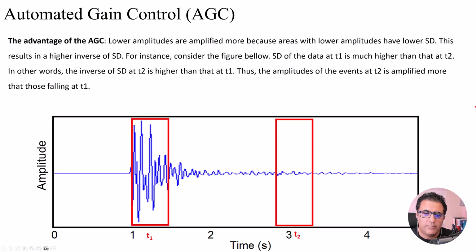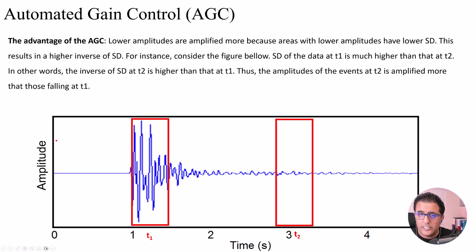So just let me explain it here. Now consider the window at two different times. One of them is T1 and another is T2. At T1, as you see, the energy of the seismic data is very high. So as a result, we should expect the standard deviation to be a big number. So the reciprocal of the standard deviation should be a small number.